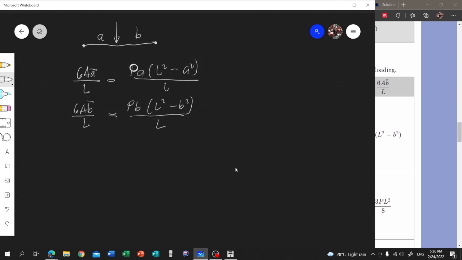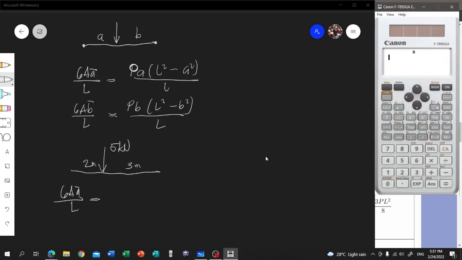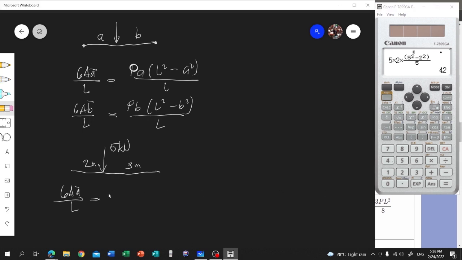Now, let us have an example. Suppose P is, say, for example, 5 kilonewton, and this distance is 2 and this is 3 meters. So what's the value of 6A A bar over L? Direct substitution lang, diba? Your P is 5 times A, what's the value of A? 2 times L, which is 5 squared minus 2 squared all over L, which is 5. So this is 42.